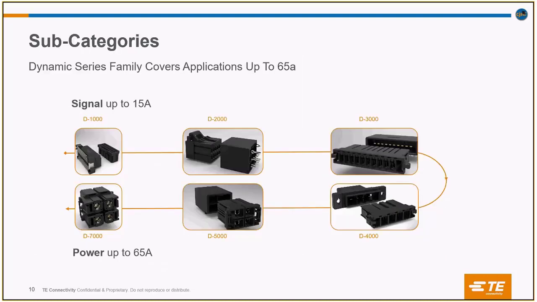Alright, so now let's go into the subcategories of the dynamic series. The dynamic series family covers applications up to 65 ampere, signal up to 15 amperes. Please remember the series and the features. D1000, we're going to talk about each series in detail, but just take an overview of this one. D2000 series, 3000 series, 4000, 5000, 7000. The 7000 takes power up to 65 amps, whereas the D1000 takes up to 15 amps.